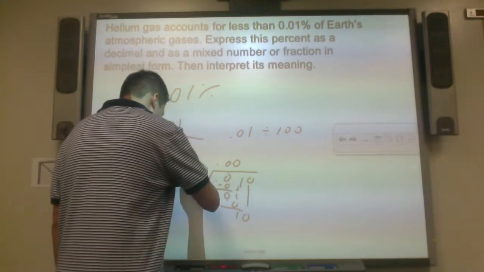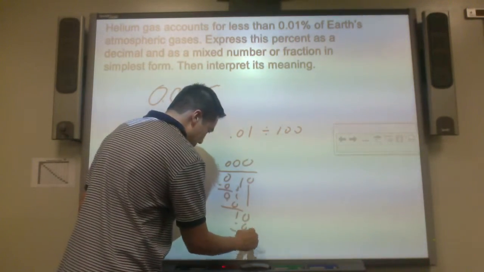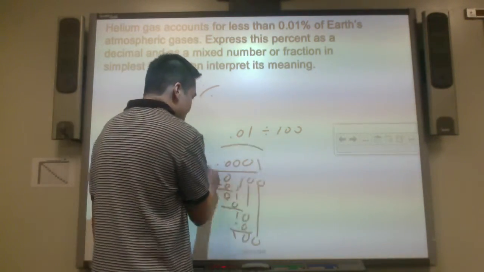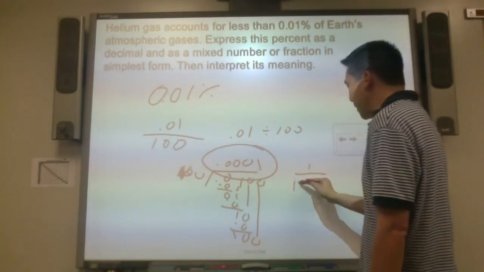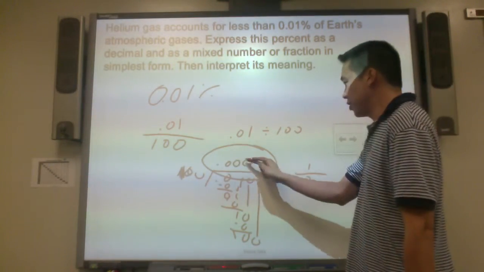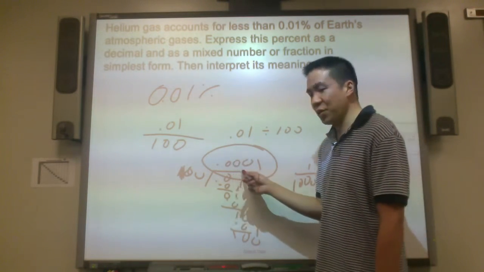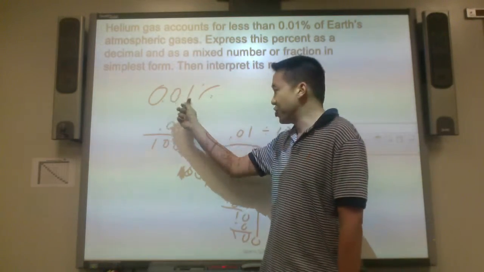Wait. This should be 100. Can 100 go into 10? 0 times. Add another 0. Can 100 go into 100? 1 time. So the decimal is that. That is in the ten-thousandths place. So 1/10,000th is the same as saying 0.0001, which is the same as saying 1/100th%.